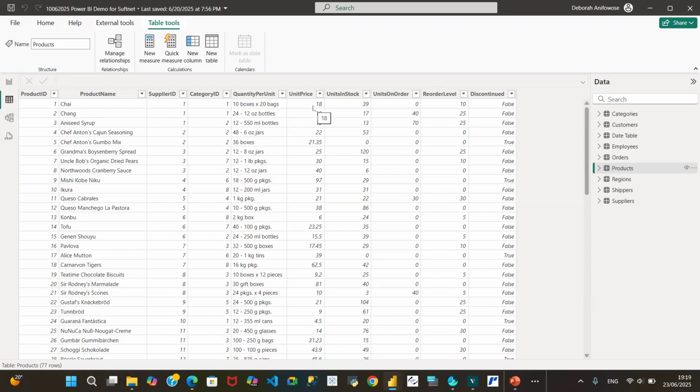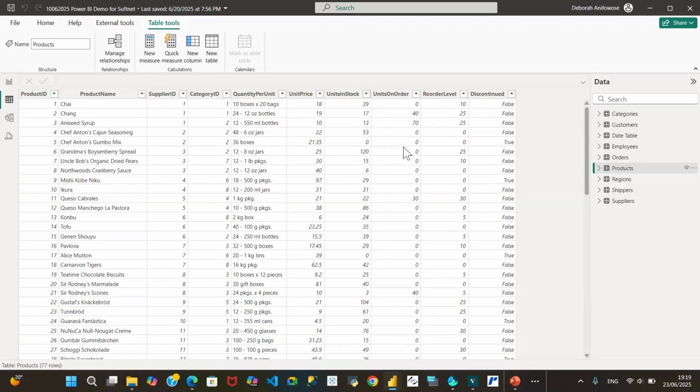This is the price that we have for it. This is how many units we have in stock. This is the units that we have on order. Maybe some order has been made, maybe that's what this is about. Okay, this is the level it gets to that we reorder again, the reorder level. Whether we still sell this product or not, this is what discontinued is about, true or false. False, it's not discontinued. True, it's been discontinued. We don't sell it anymore, but we still keep that information for it.